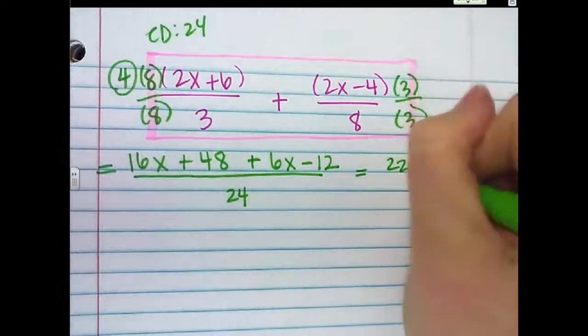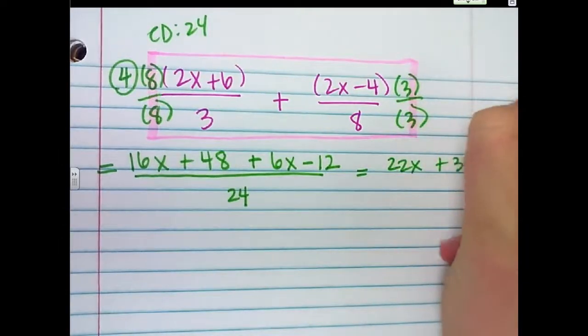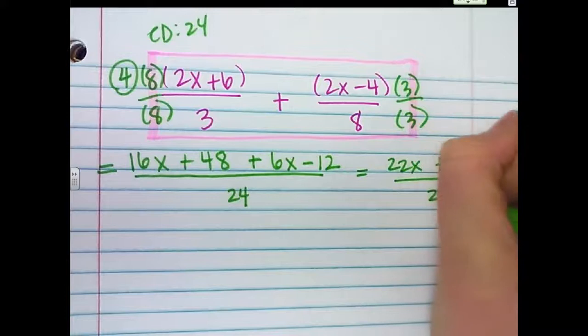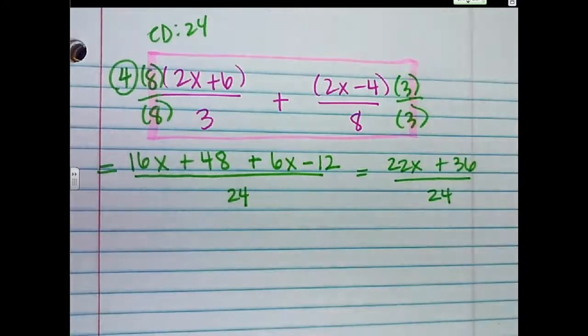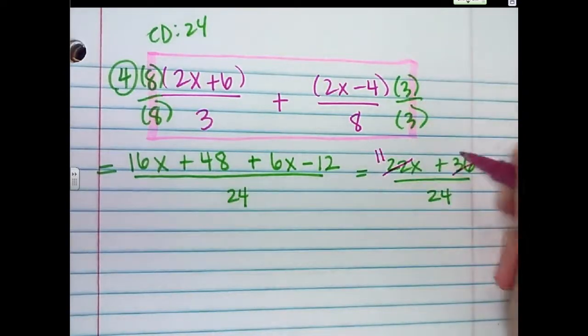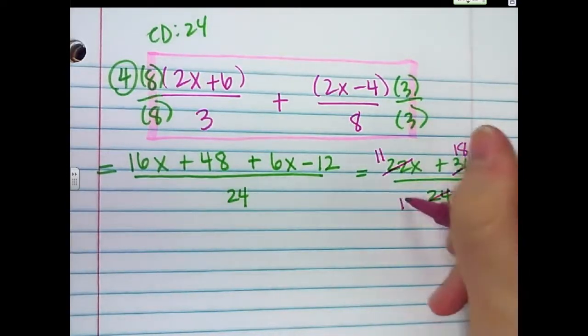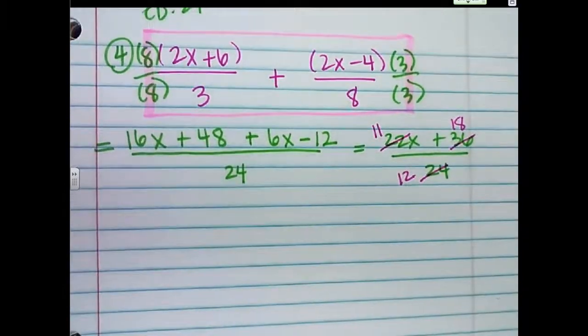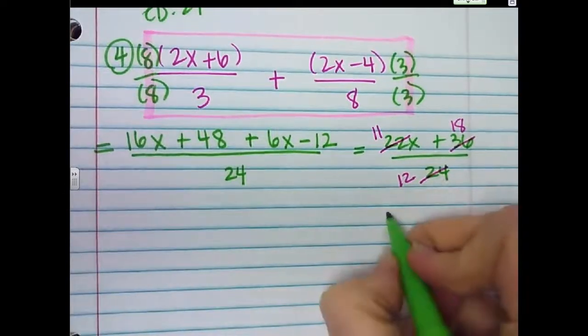2x plus 36 over 24. Can you reduce? Yes, you can. So I can take the 2 out. So 11, 18, and 12. Perfect. How do we feel so far about this?